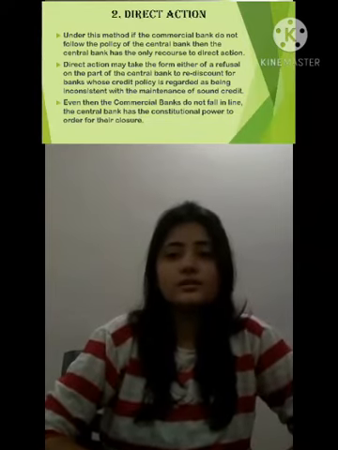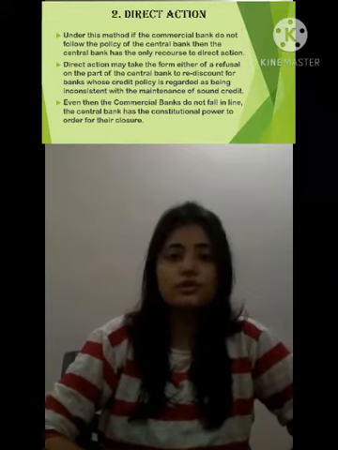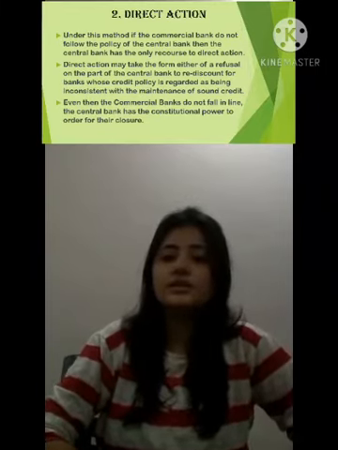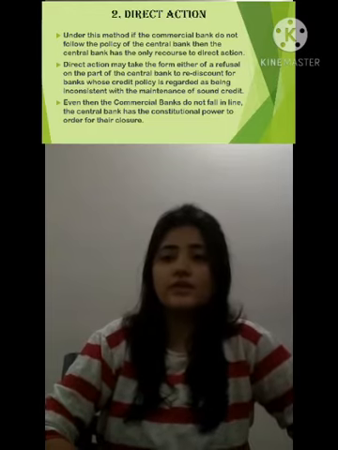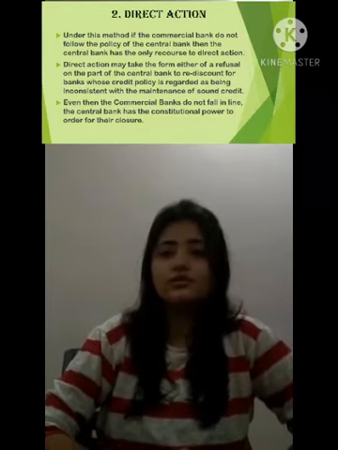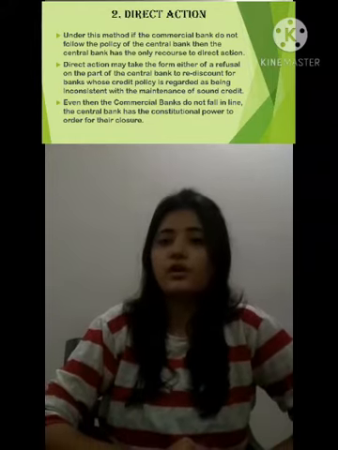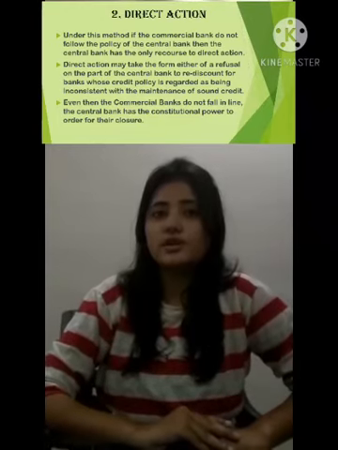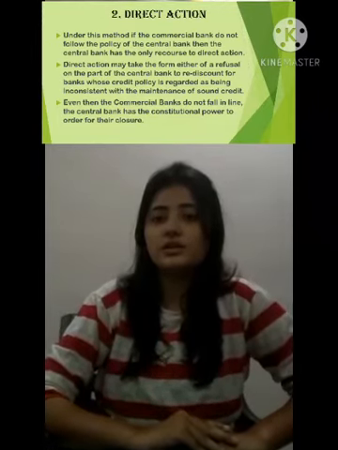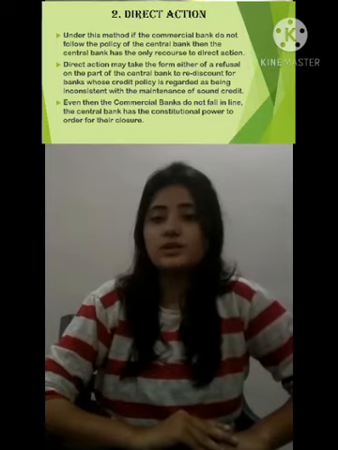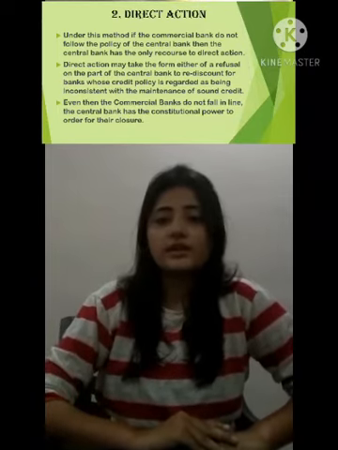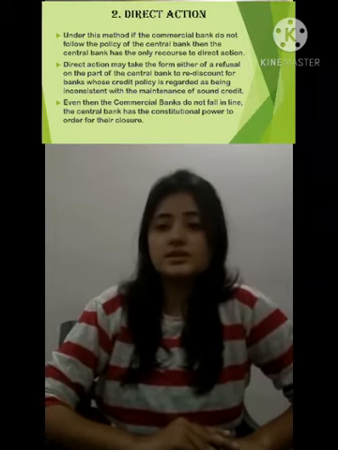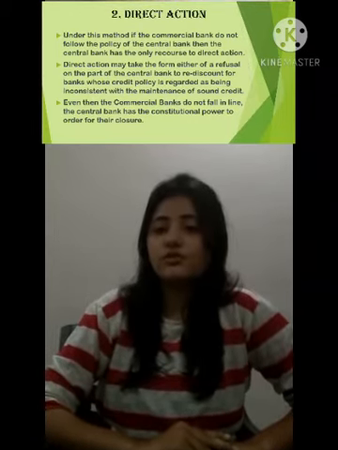Second, direct action. Under this method, if the commercial banks do not follow the policy of the central bank, then the central bank has the only recourse to direct action. Direct action may take the form of a refusal on the part of the central bank to rediscount for banks whose credit policy is regarded as being inconsistent with the maintenance of sound credit. Even then, if the commercial banks do not fall in line, the central bank has the constitutional power to order their closure.